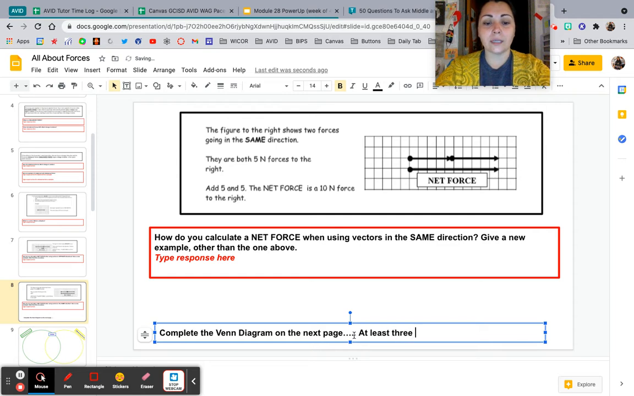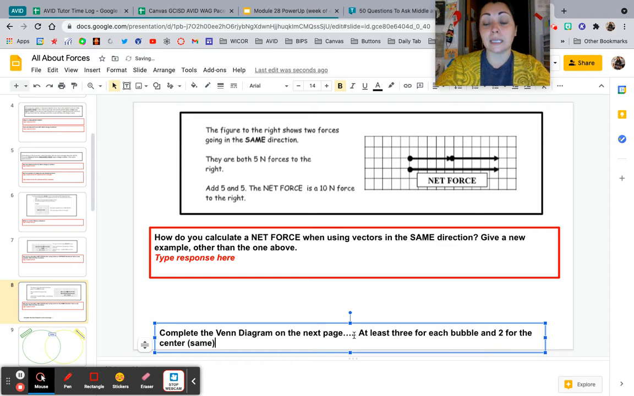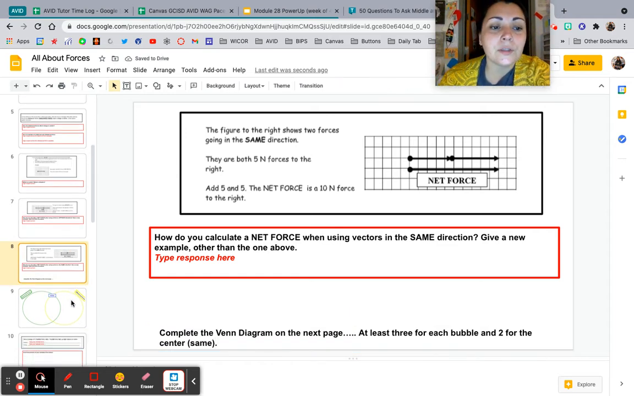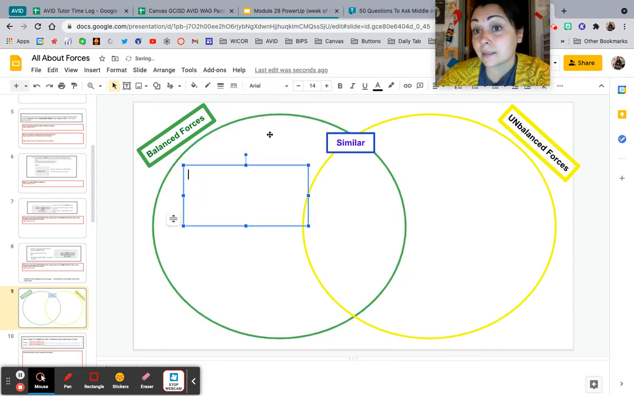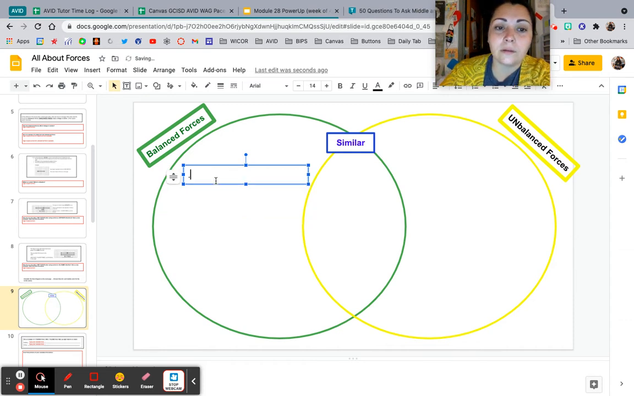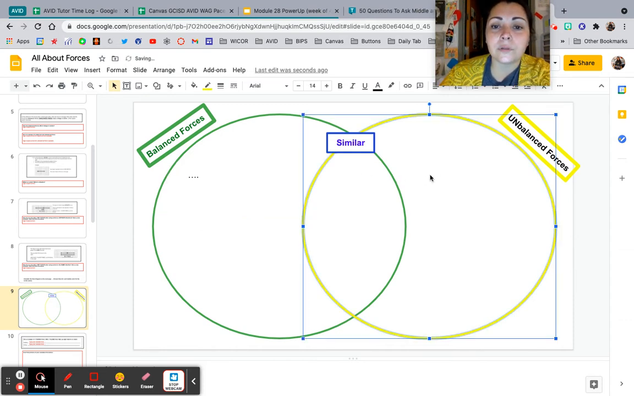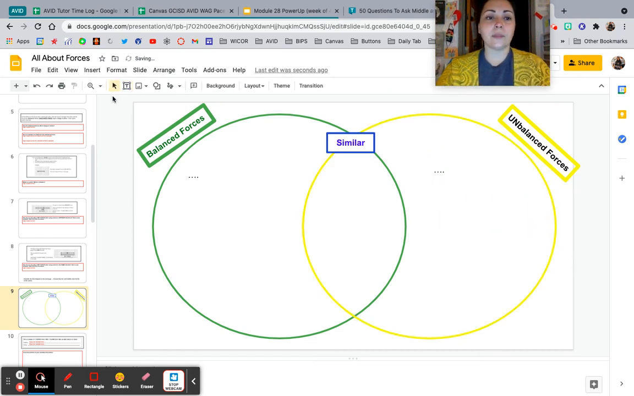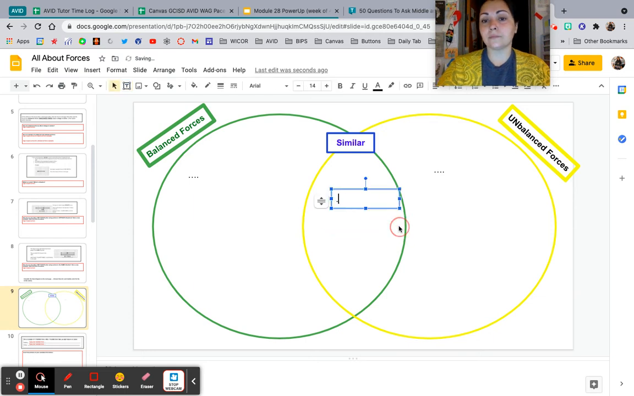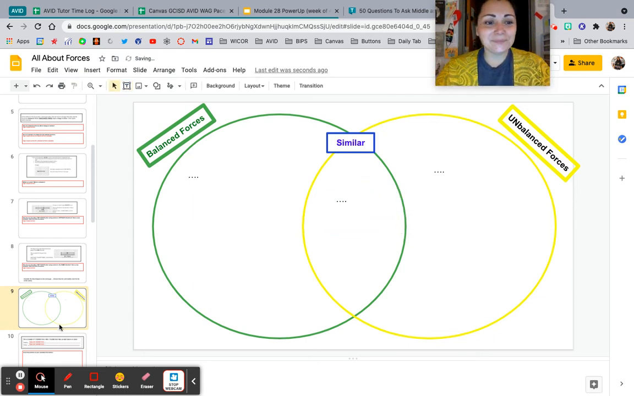At least 3 for each bubble and 2 for the center, which is what is the same or similar. You're going to do the double bubble here. You can insert text boxes and add your 3, 3, and then 2 things that are similar. I'll actually put another text box here for y'all. Oh, and then I'll put a text box here. And then you've got spots.